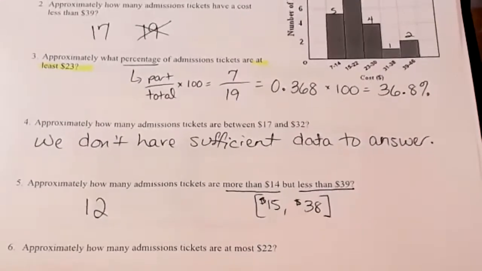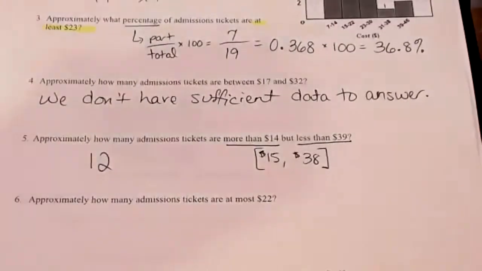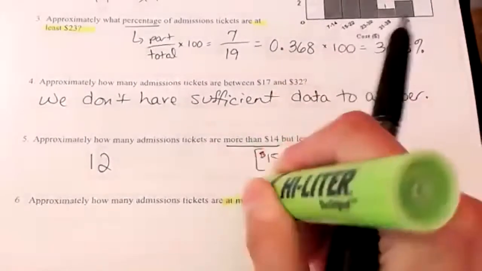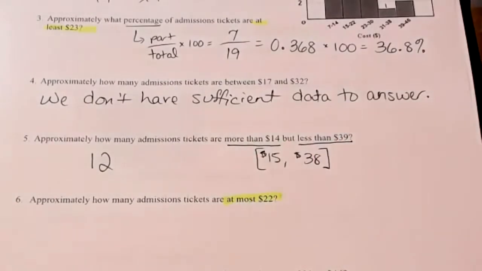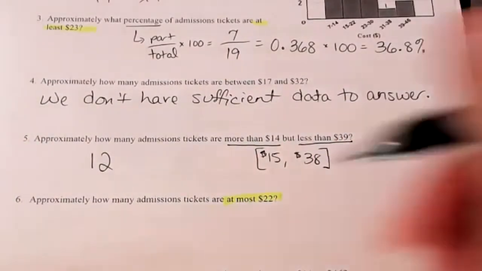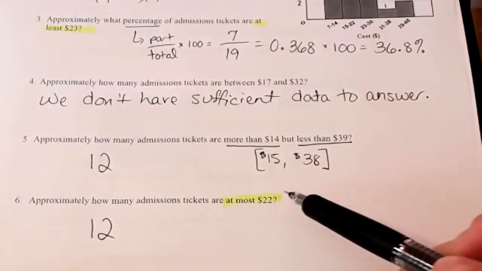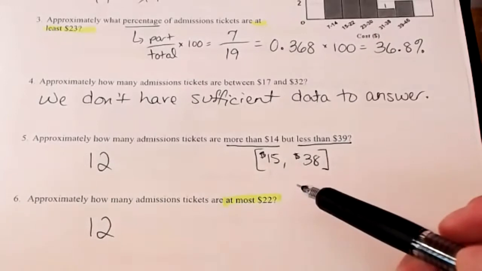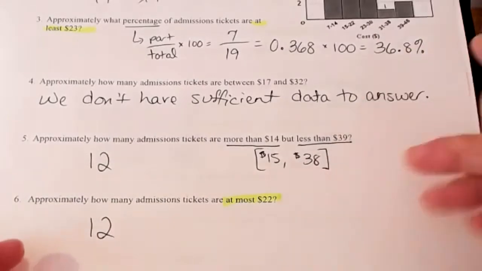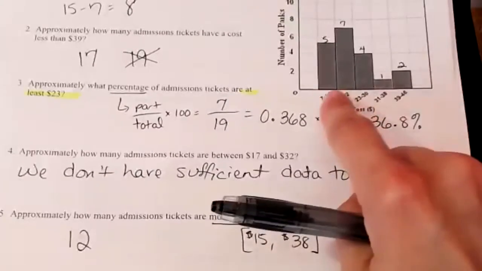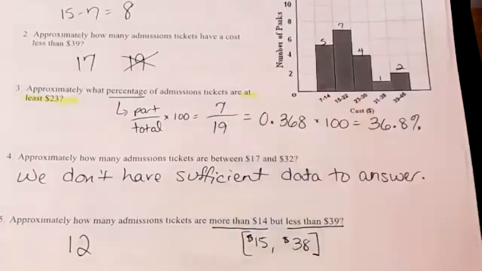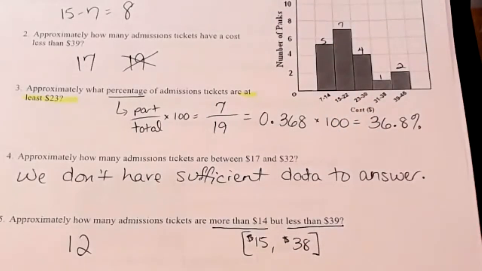Approximately how many admissions tickets are at most 22? Notice the difference between at least and at most. Your answer? 12. 12 again. Correct, exactly. When you think of at most, think 22 or less, right? So at most 22, that means we're looking at these first 2 bars. 5 and another 7 make 12.